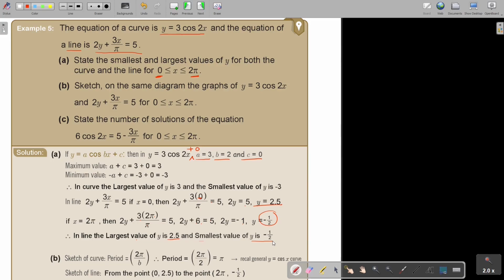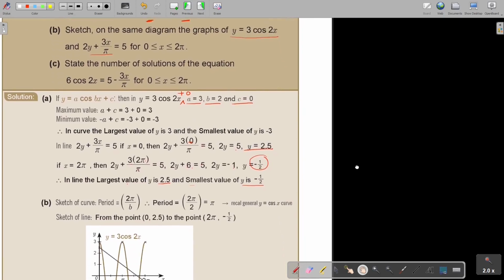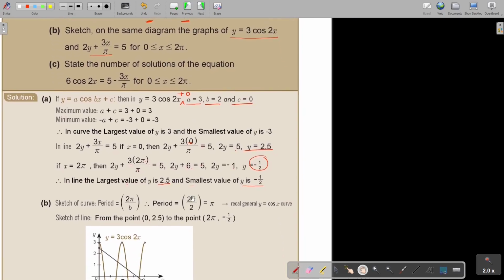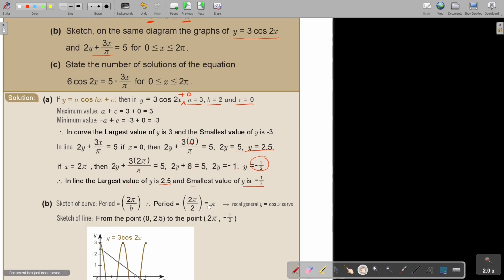Now, sketch on the same diagram the graphs of the curve and the straight line. Okay, so now if I want to sketch, just remember, if you look at this, it will go from 3 to -3. And because it's 2, I can maybe just show you the period. So the period is going to be 2 pi divided by 2, which is pi. So it's going to make a complete revolution in 1 pi.